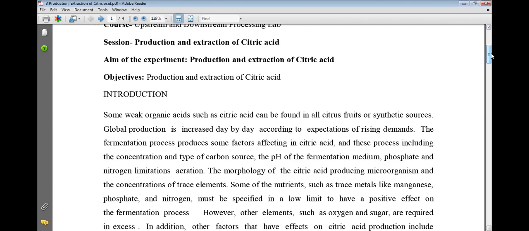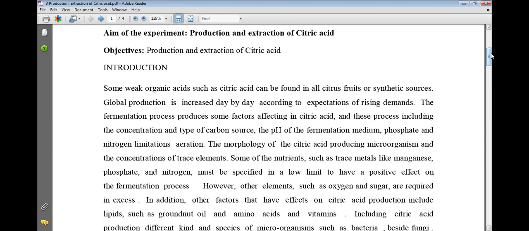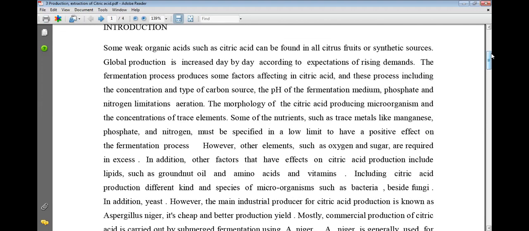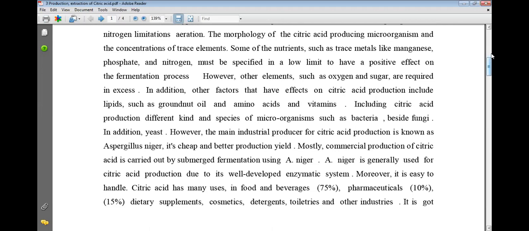Some weak organic acids, such as citric acid, can be found in citrus fruit. So generally we extract citric acid from particular citrus fruit by synthesis or extraction. Generally, the morphology of the citric acid-producing microorganism and the concentration of trace metals and nutrients, like manganese, phosphate, and nitrogen, must be specified within low limits to have a positive effect on the fermentation process. So this is the general process.